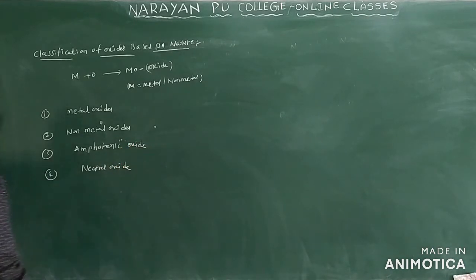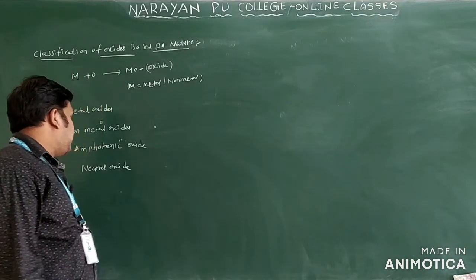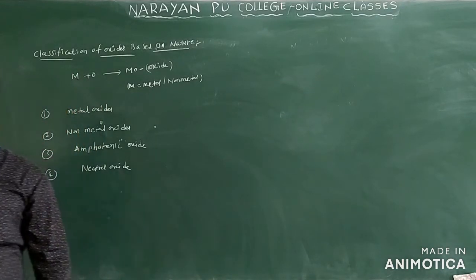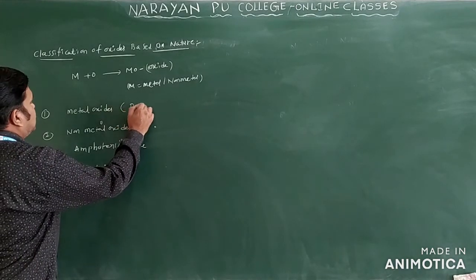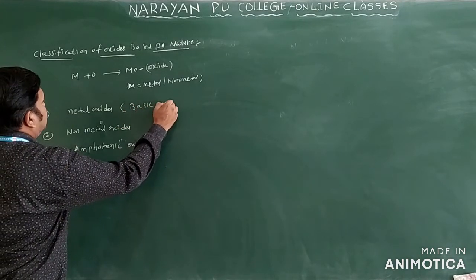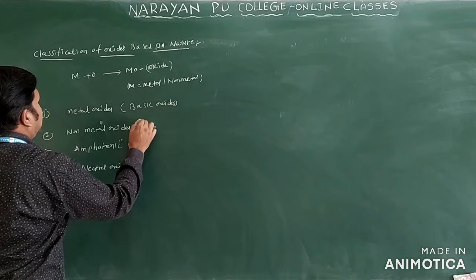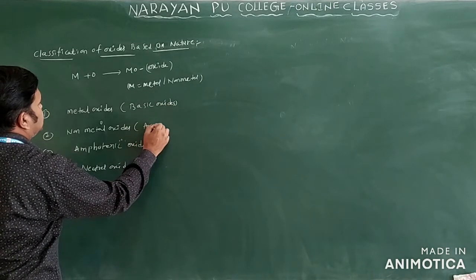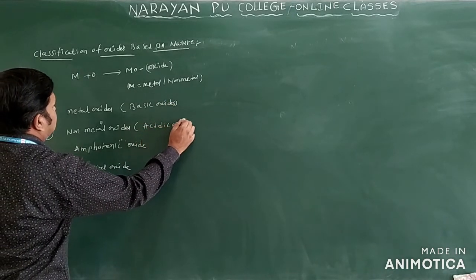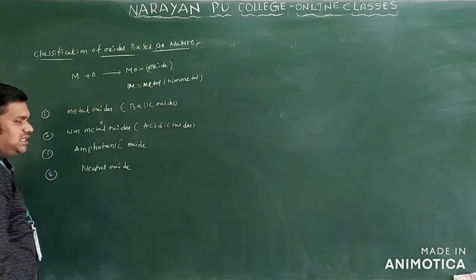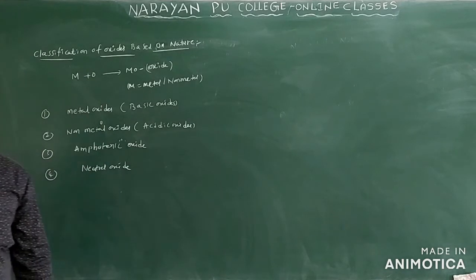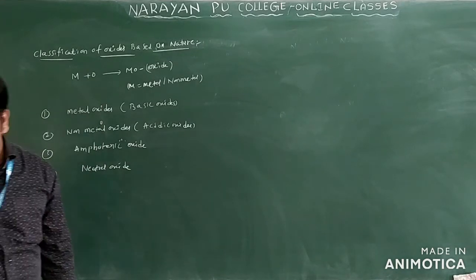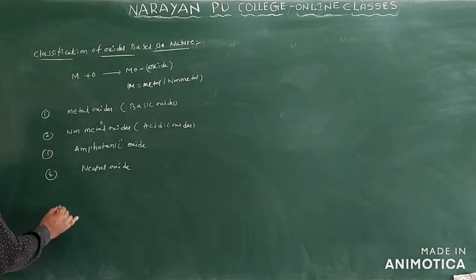How many oxides are there? 4 are there: metal oxide, non-metal oxide, amphoteric oxide, and neutral oxide. Metal oxides we also call basic oxides, and non-metal oxides we call acidic oxides. These are other names only. We will discuss one by one what metal oxides and non-metal oxides are.